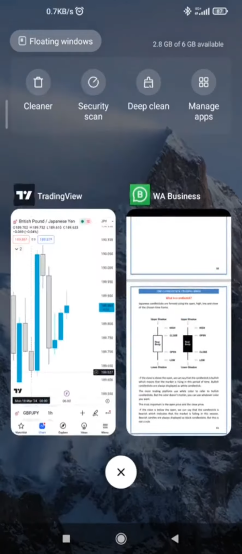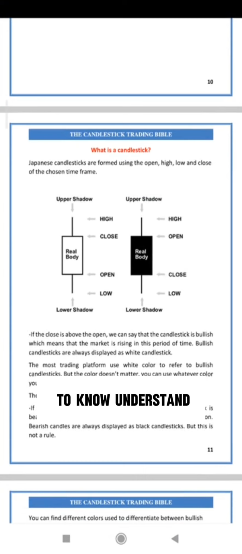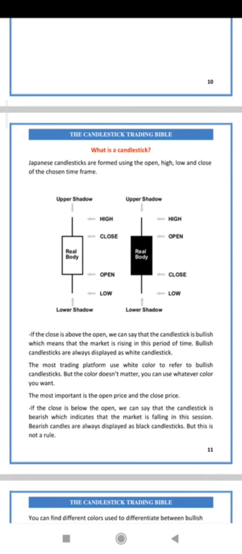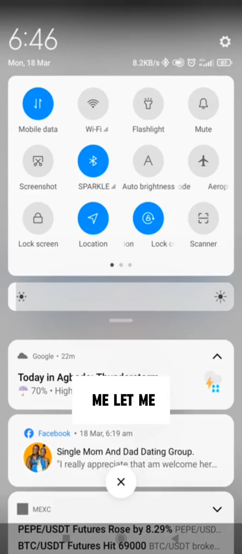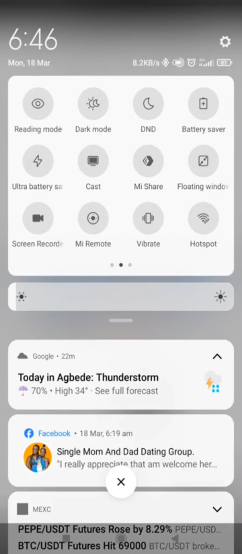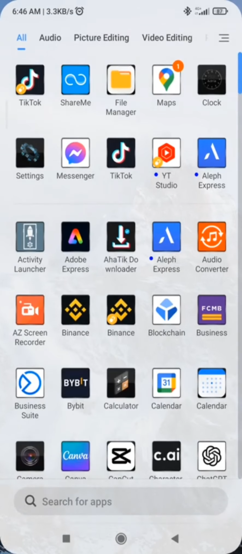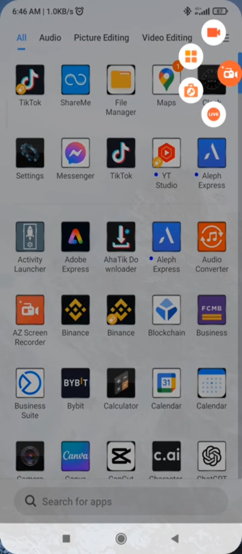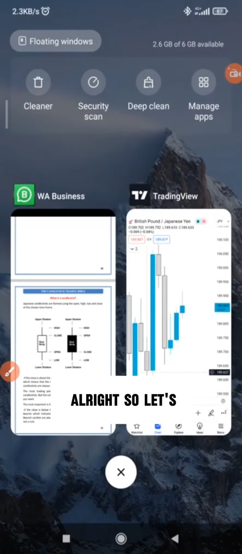Now when you know who is in the market, you begin to understand what is called the concept of open and close. Let me put on drawing. I need the brush too. Okay, brush, good. All right, so let's go back.